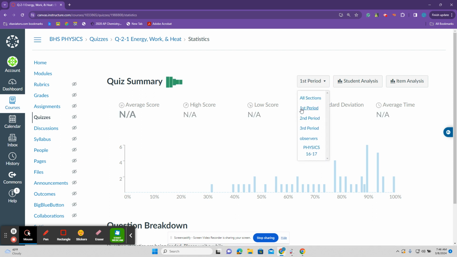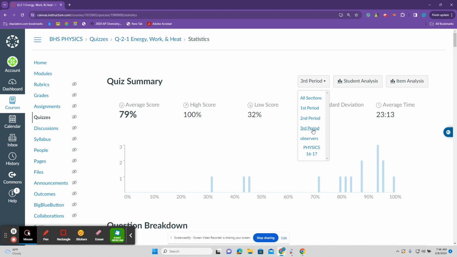If we break it down by section, first period came in at 77, second period came in at 68, third period came in at 79. Third period must be the Smarties again. Go back to all sections here.